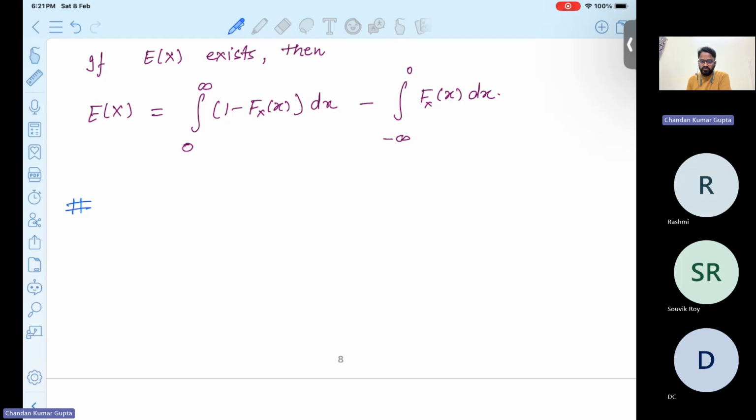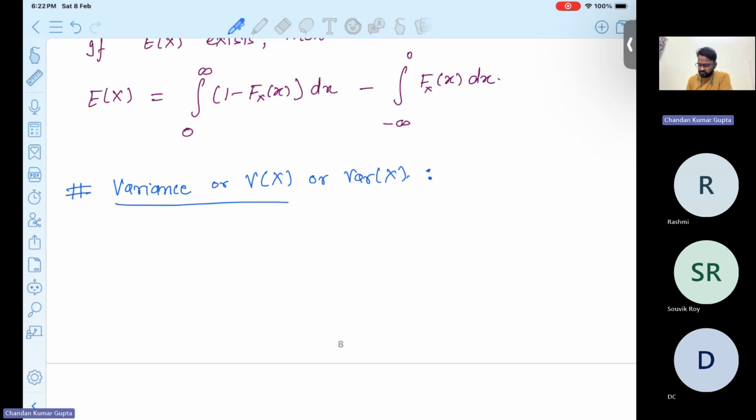Now we will discuss the variance. Usually we denote it as Var(X), and some other notations are also used. Variance mainly gives the scatteredness, that is, how the data or the random variable X is scattered. This can be measured with the help of variance. It is a measure of dispersion, which quantifies the spread of the data.